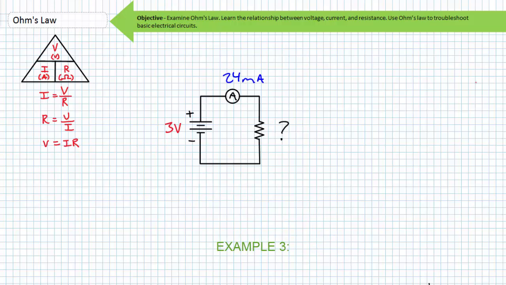Example problem 3. How much resistance would you need to limit the current to 24 milliamperes if the supply voltage was 3 volts? Ohm's law states that resistance is equal to voltage divided by current. 3 volts divided by 24 milliamperes yields 125 ohms.